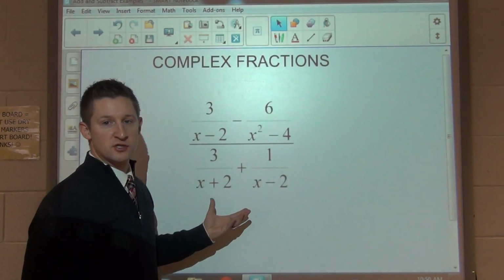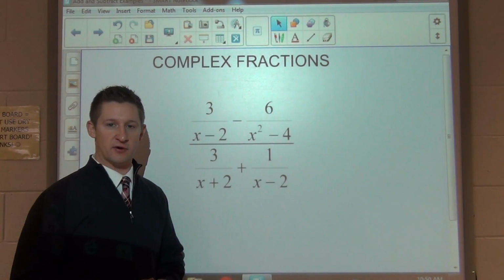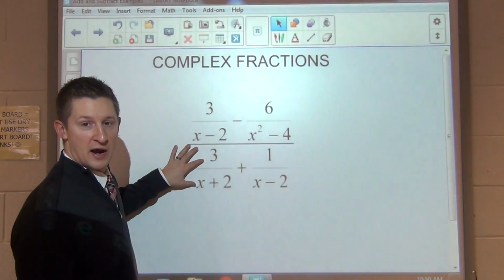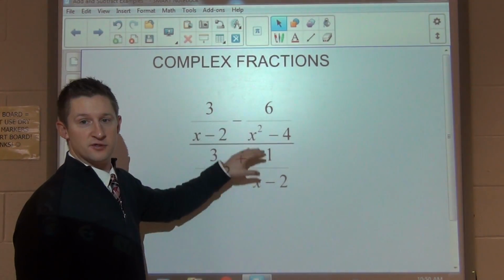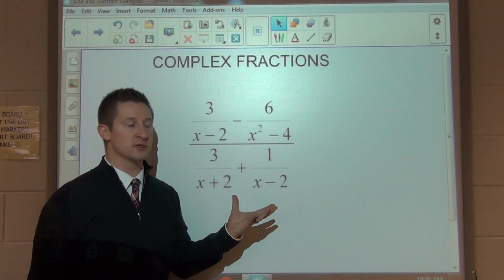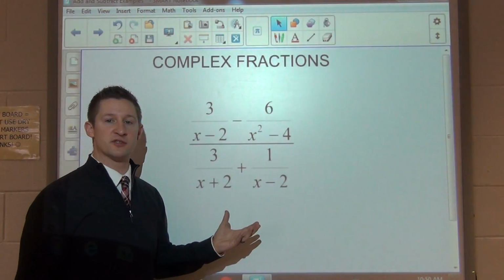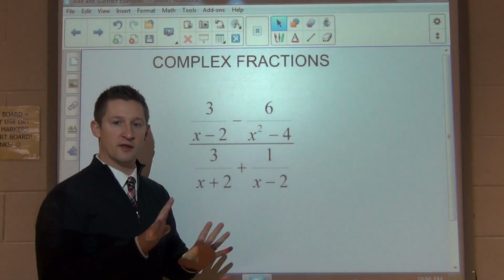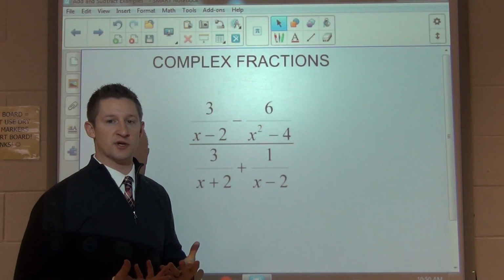A complex fraction is sometimes also known as a stacked fraction. The idea being that we have fractions over fractions with other fractions and other fractions. So we've got a lot of numerators and a lot of denominators to look at the moment. We want to simplify this to the point where we have one denominator and one numerator, and that's it. Make it look as simple as possible.